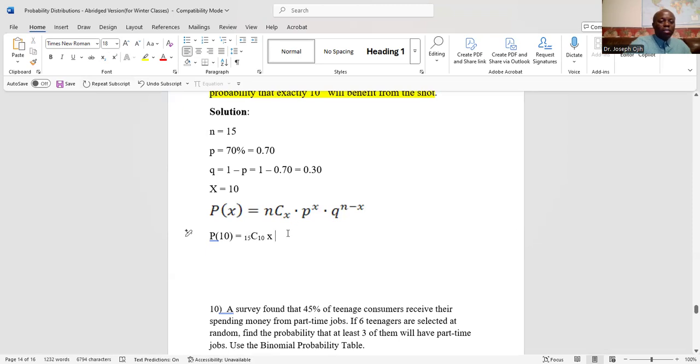Times P to the power X, and our P is 0.70, to the power X, which is 10, times Q raised to the power N minus X. And our Q is 0.3, raised to the power N minus X. Our N is 15 minus X, and our X is 10.